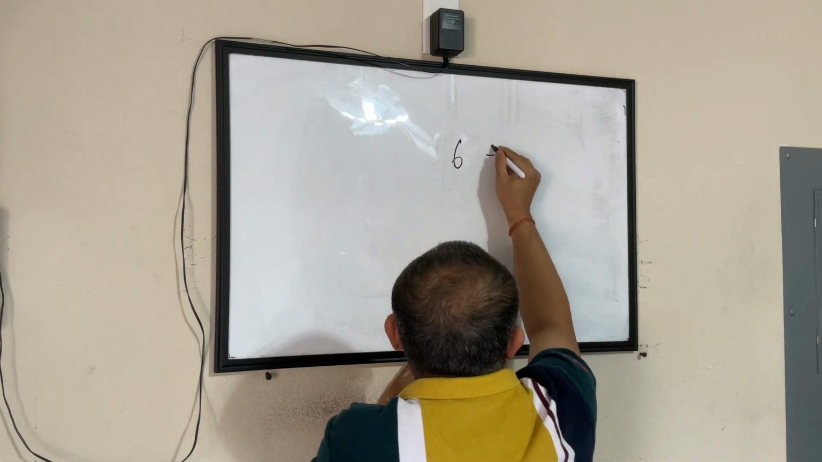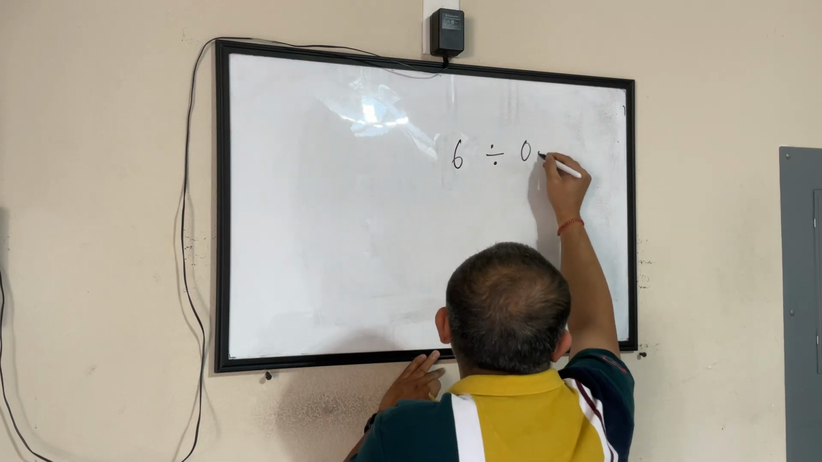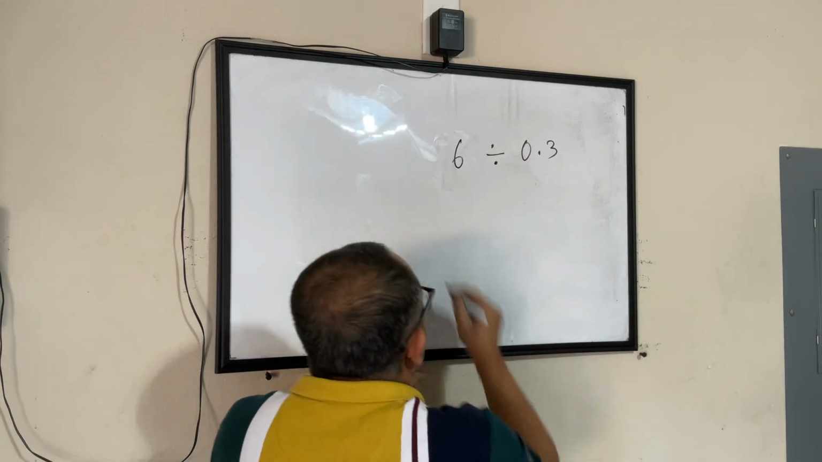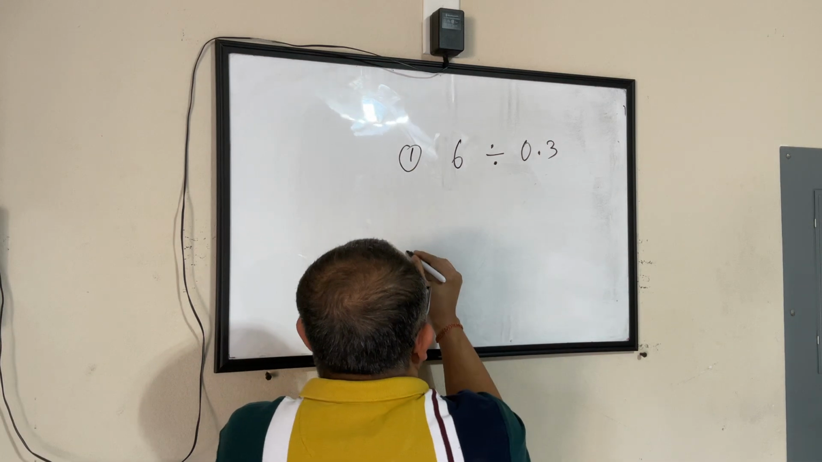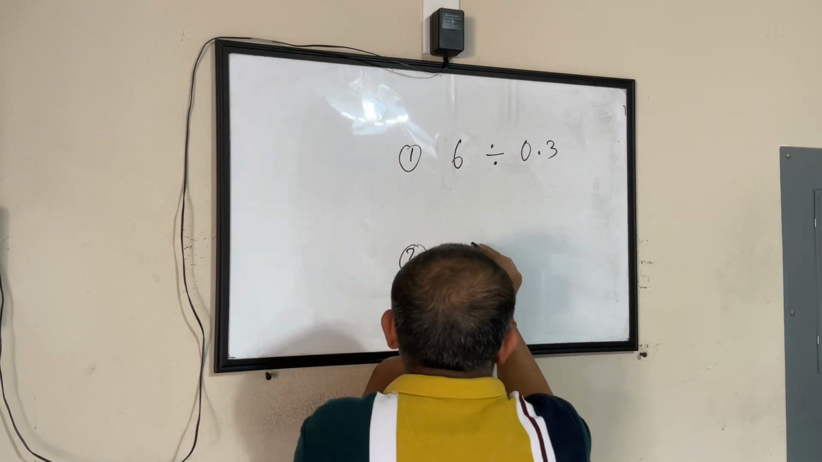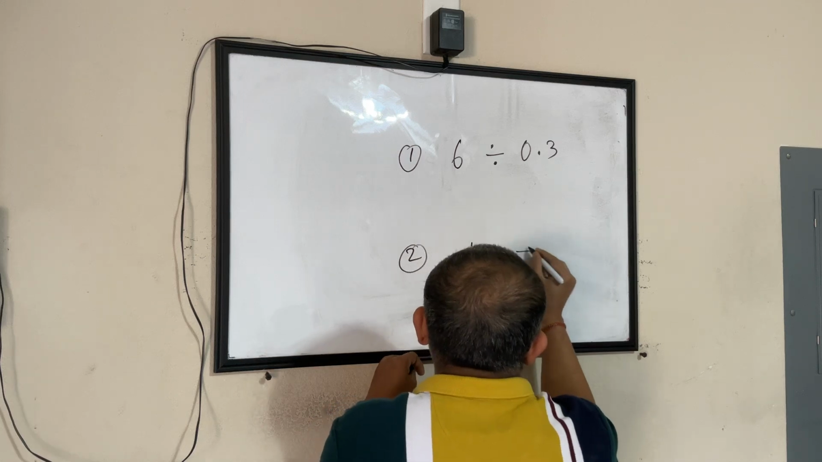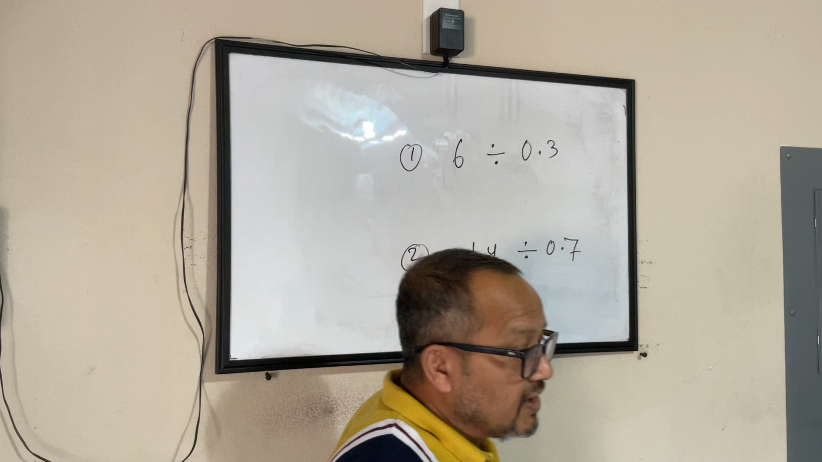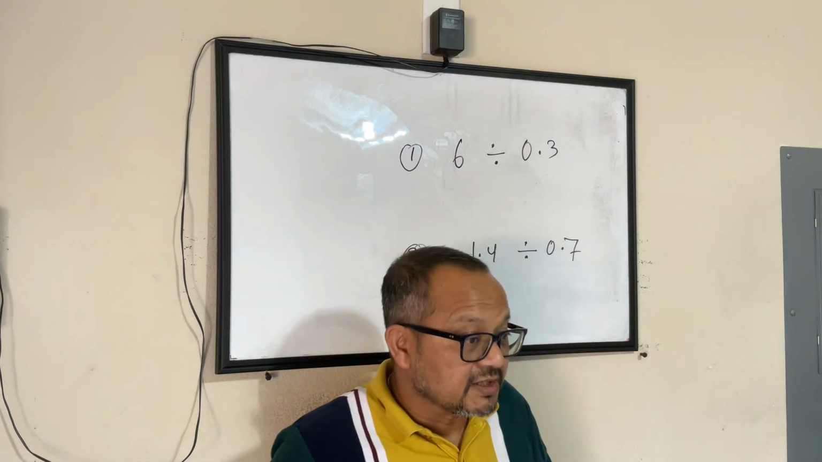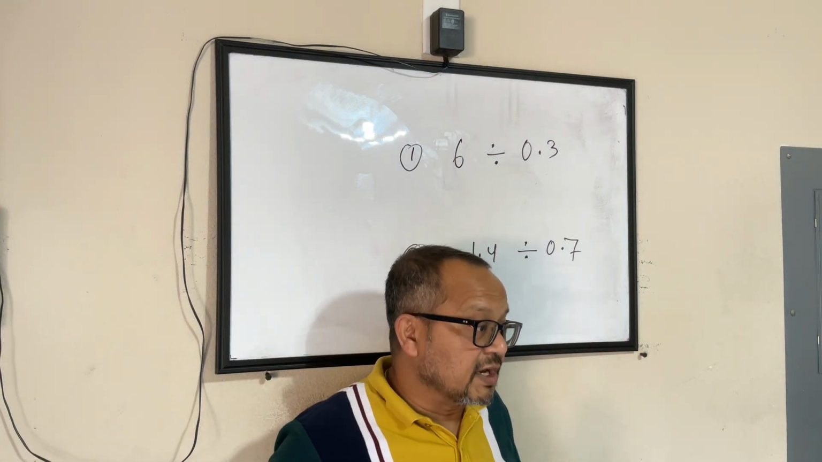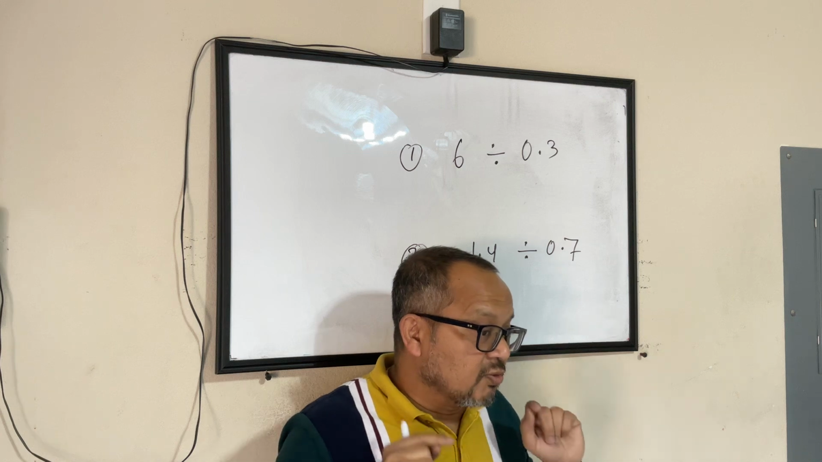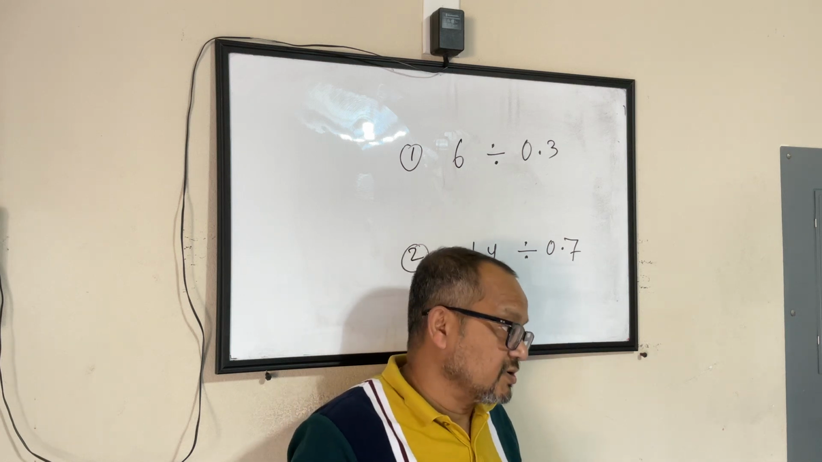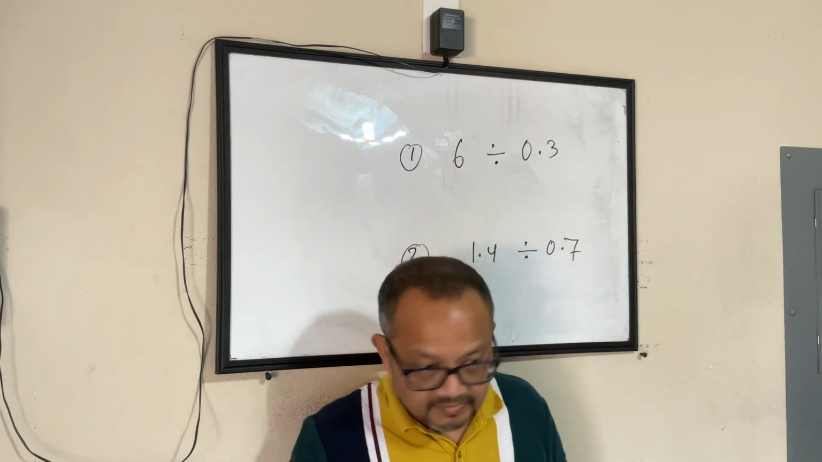Six divided by 0.3. This is one question, and the second question is 1.4 divided by 0.7. Finish it, do it, then give me the answer. I don't want any answer to come in air. I would want to see it happening in your notebook.